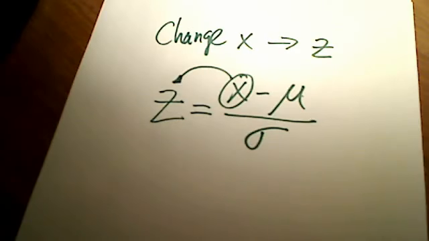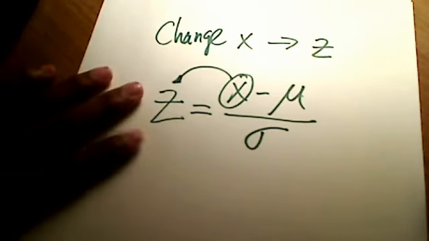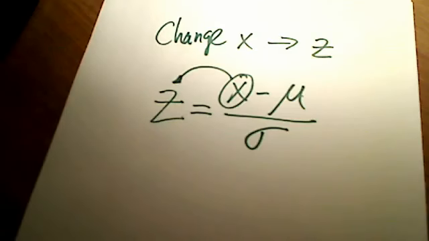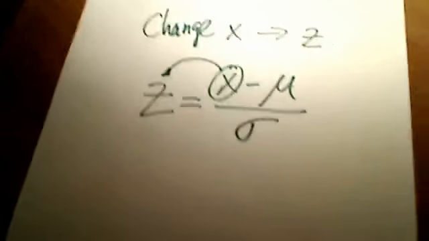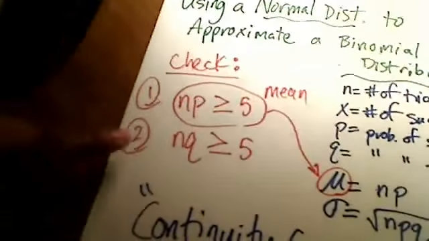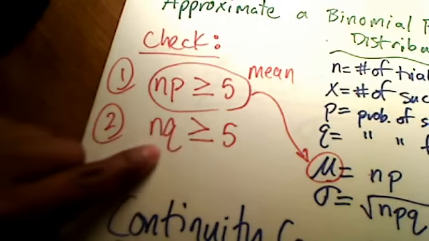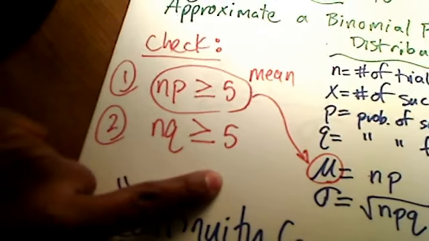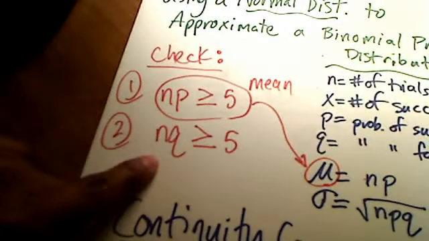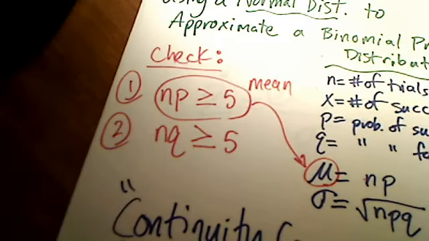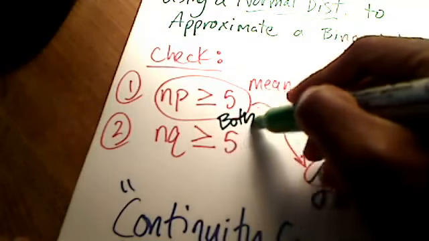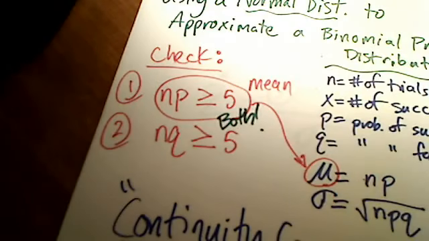Now remember, you can only use this if you make sure that both n times p is greater than or equal to 5, and n times q is greater than or equal to 5. So this product and this product, both must be true. Not just one of them, but both of them must be true.